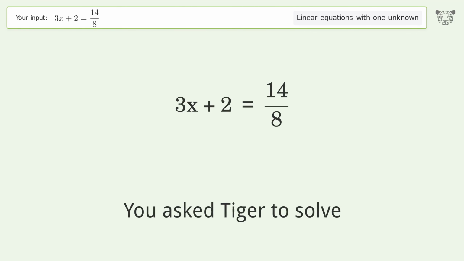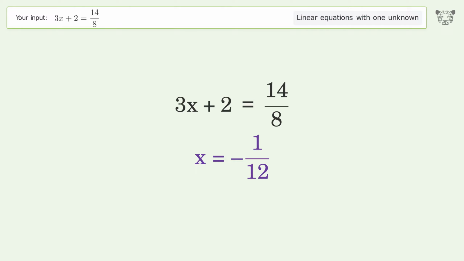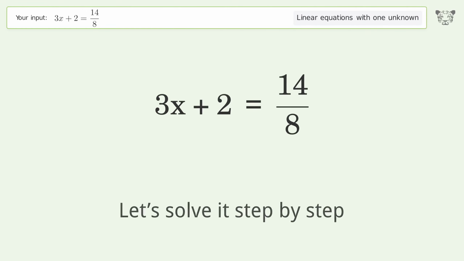You ask Tiger to solve this. This deals with linear equations with one unknown. The final result is x equals -1/12. Let's solve it step by step.